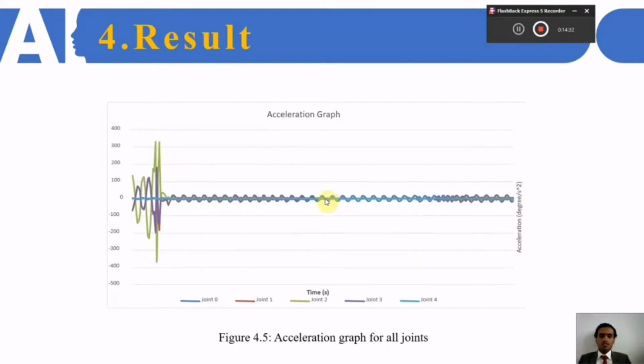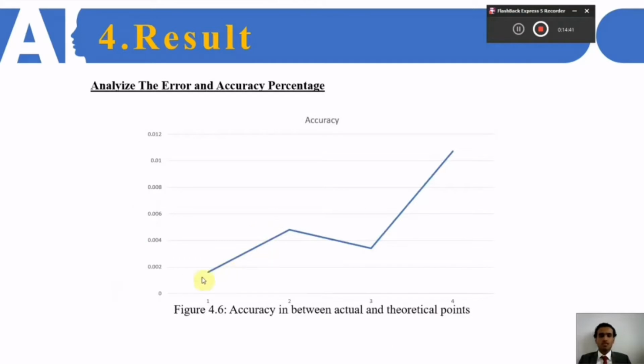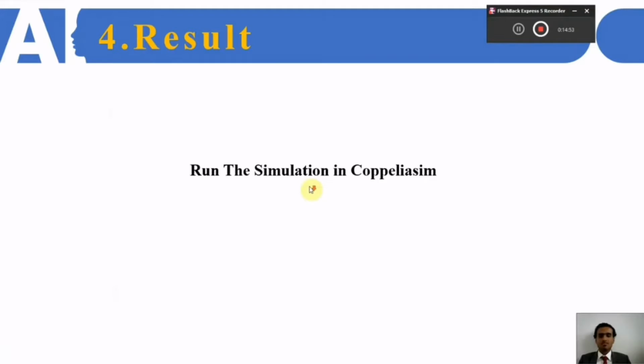After that, here is the acceleration; we can see it is steady at zero acceleration. Here is the error, where the maximum error is approximately 0.011 and the minimum is 0.0002, as stated in the graph. Now I will simulate and run the robot.